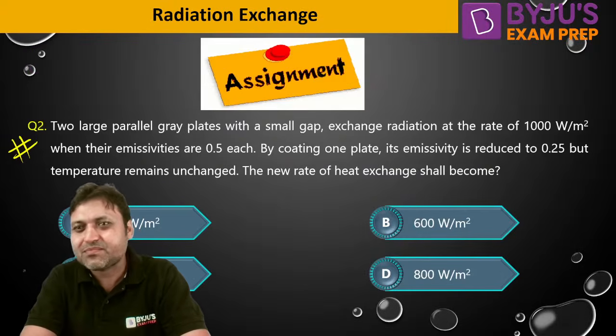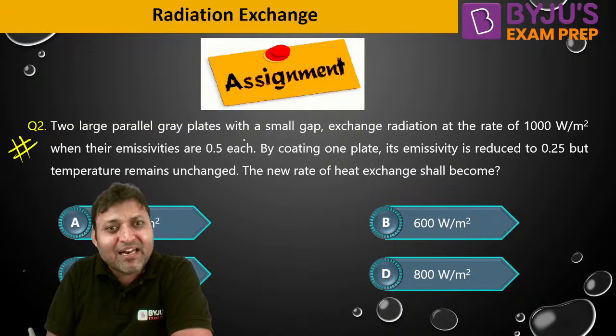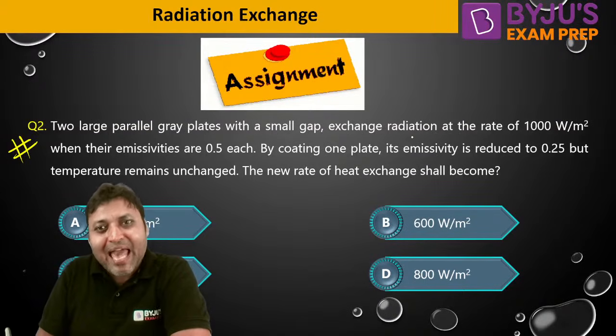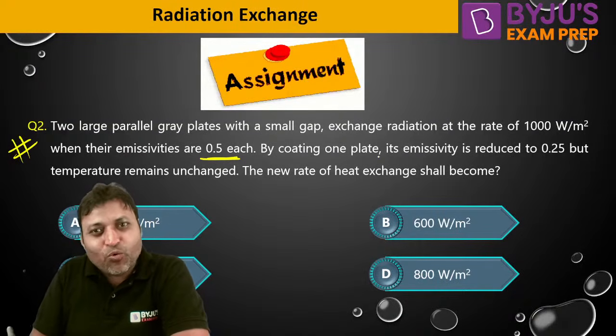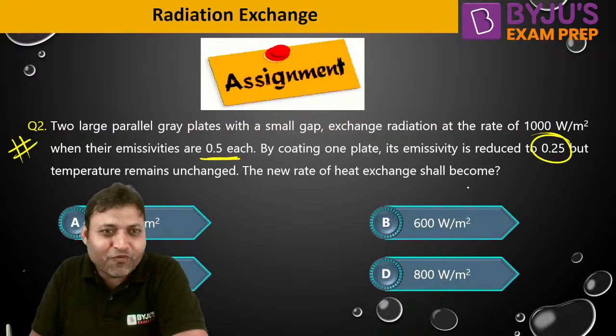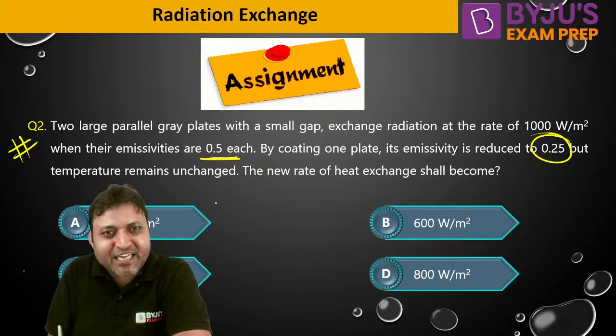The next question: again, two large parallel gray plates with a small gap exchange radiation at the rate of 1000 watt per meter square when their emissivities are 0.5. By coating one plate, its emissivity is reduced to 0.25, but the temperature remains unchanged. The new rate of heat exchange shall become.